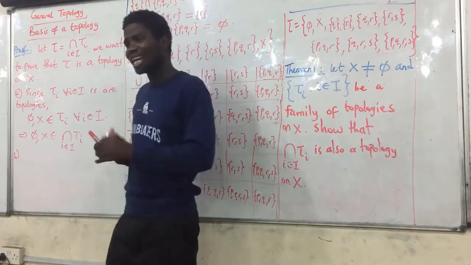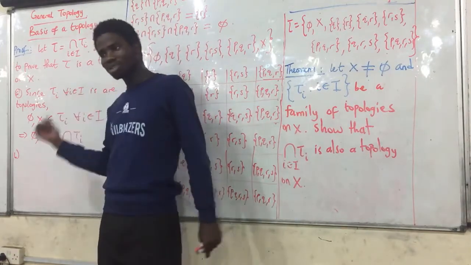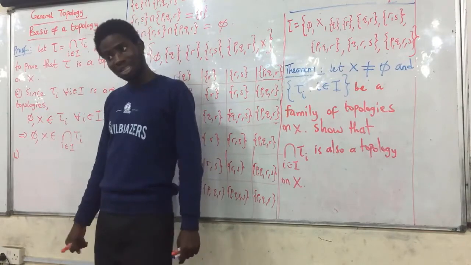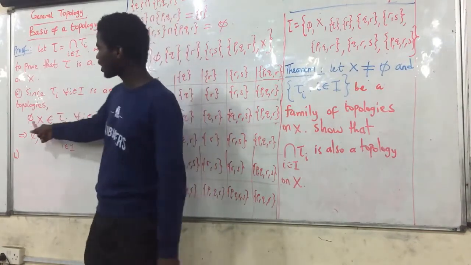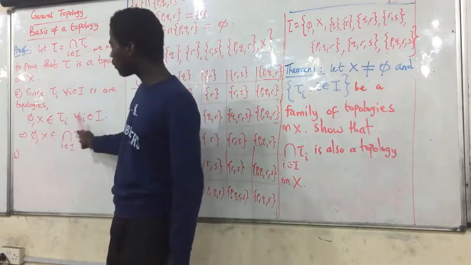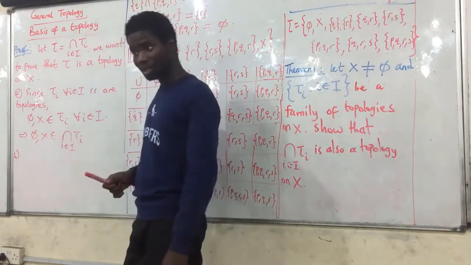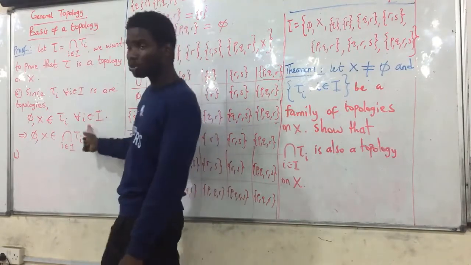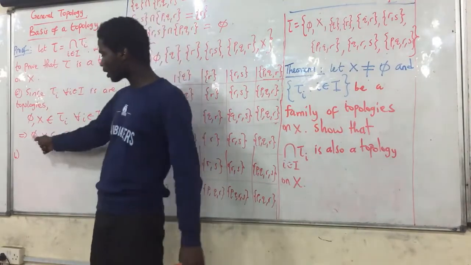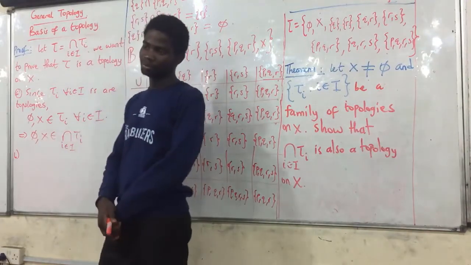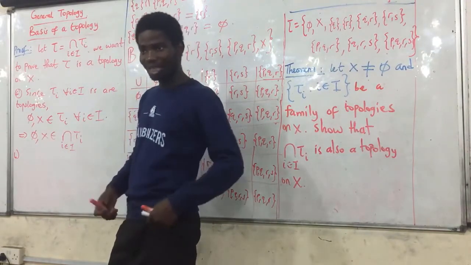means that the empty set and the whole set belong there. Do you understand? So, since all these are topologies, it means that the empty set and the whole set belong to each one of them. It belongs to all of them. Since it belongs to all of them, if you take the intersection, the empty set and the whole set will still be there. Do you understand?